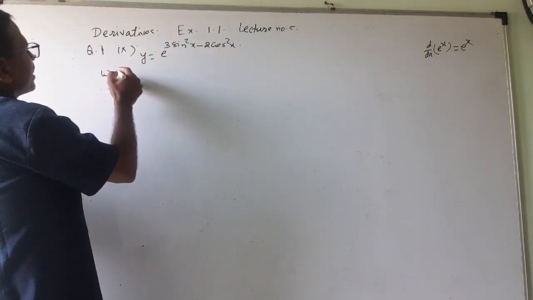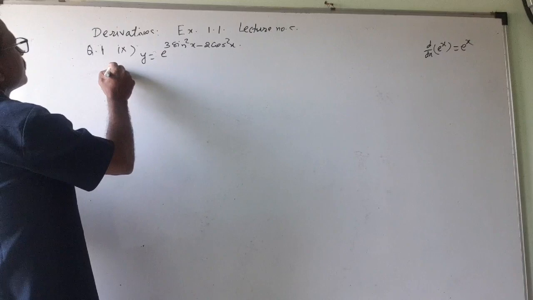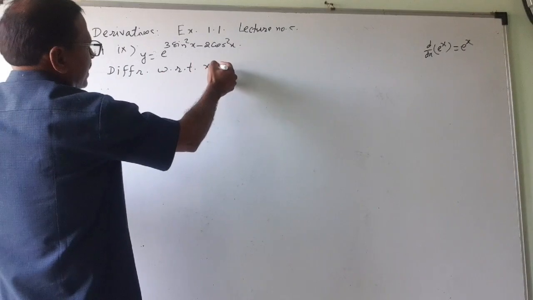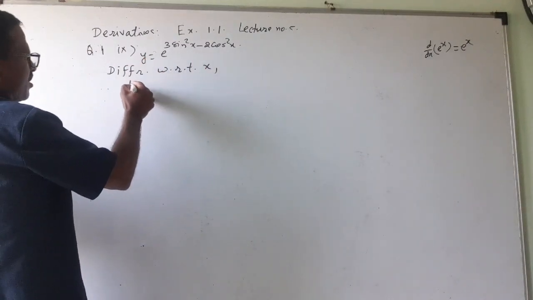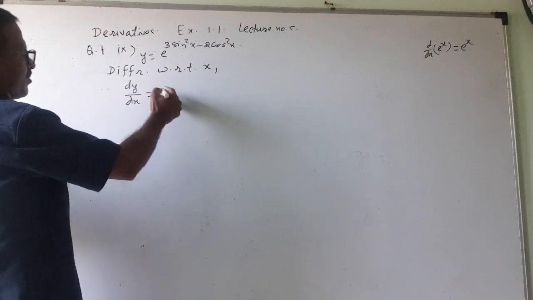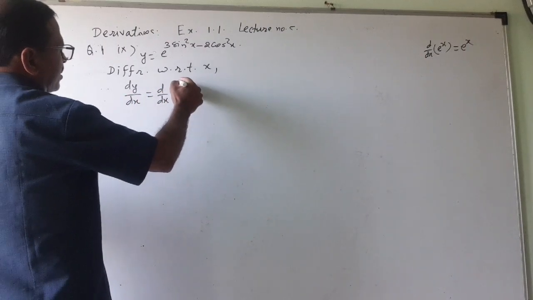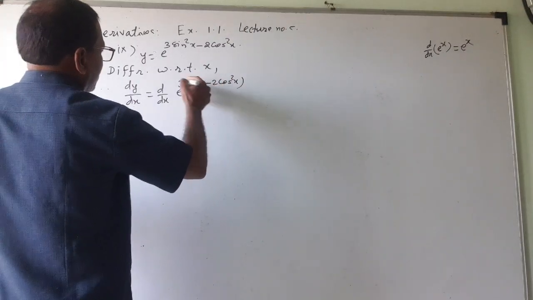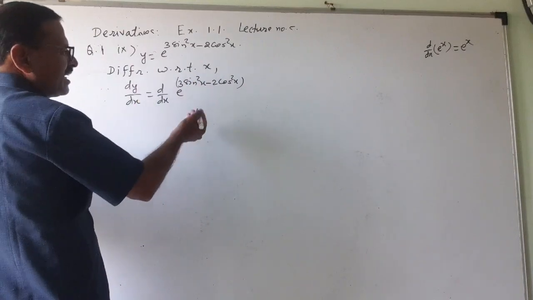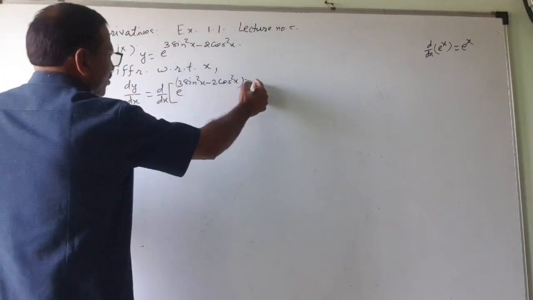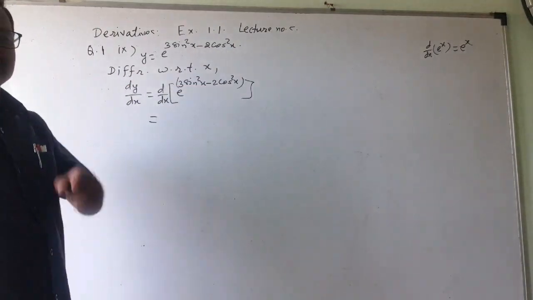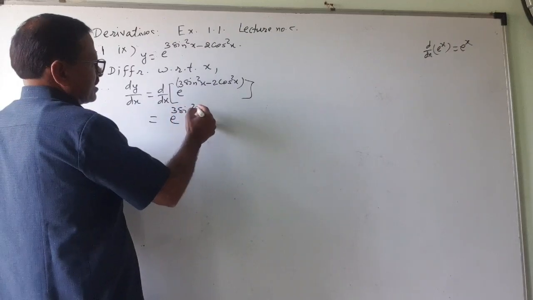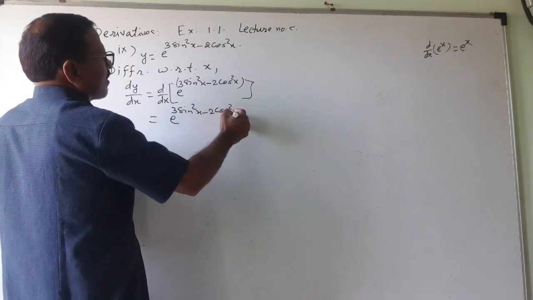So first of all I will write, differentiating with respect to x, we get differentiation of y, dy by dx is equal to d by dx of e raised to 3 sin square x minus 2 cos square x. This way I have just written, I am going to take the derivative. Derivative of e raised to is e raised to. It will be the same. So e raised to, what is that e raised to? 3 sin square x minus 2 cos square x.